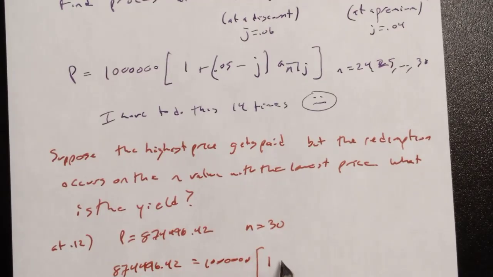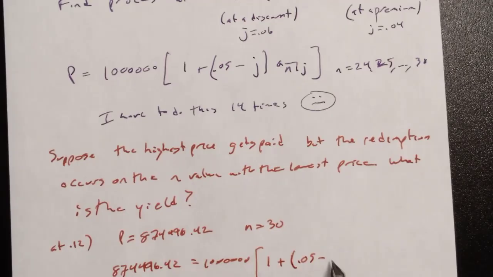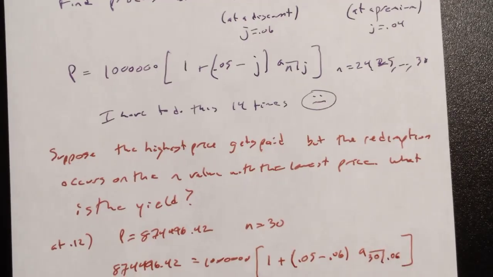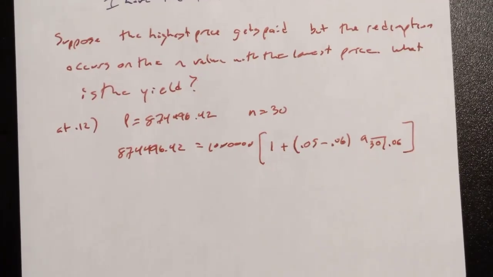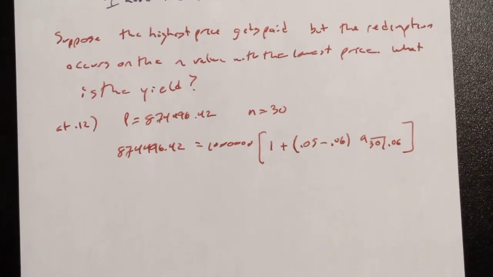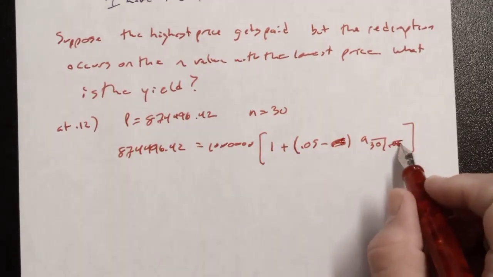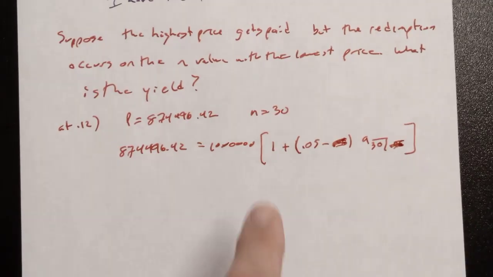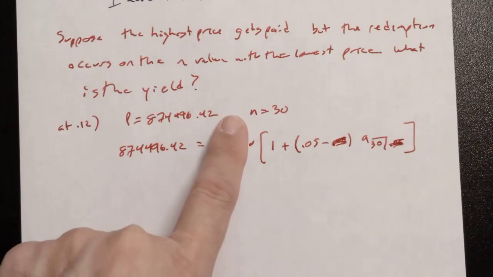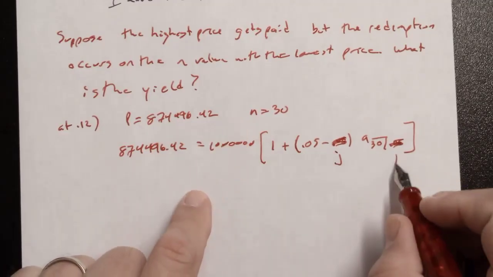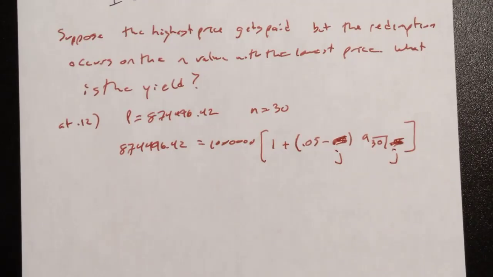Times 1 plus, sorry, 0.05 minus J, here J is 0.06, A 30 at 0.06. Oh, no, wait a minute. No, scratch that. It would be if this was the same. This was for 24, but this is 30. I don't know the yield. The yield is the thing I'm trying to find. That's got to be J. Now, this is the problem because I don't know how to solve this equation by hand.